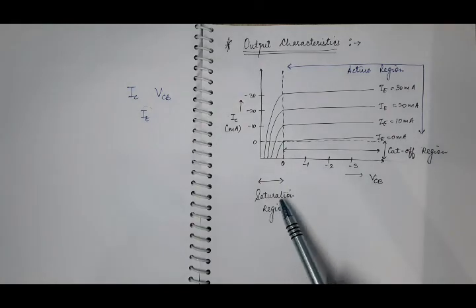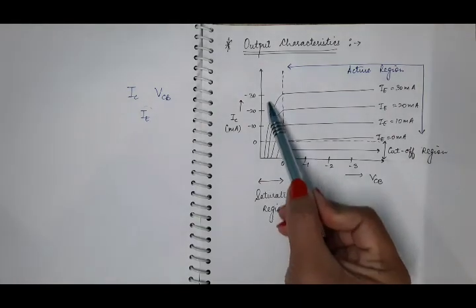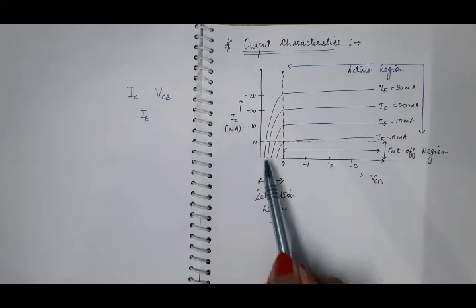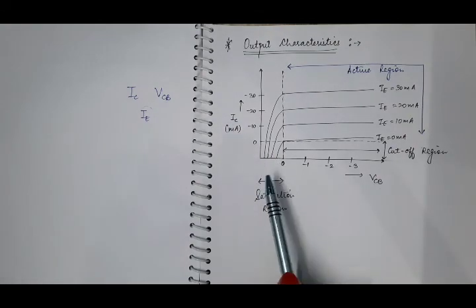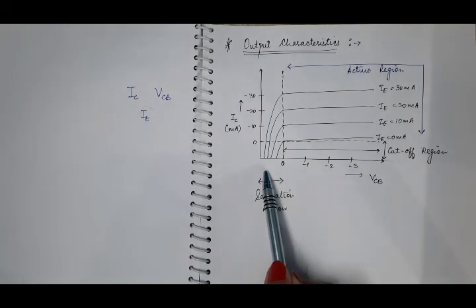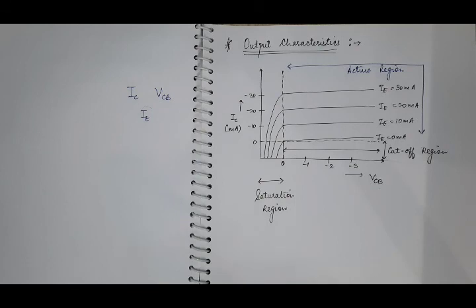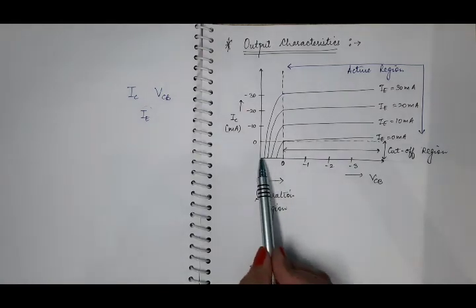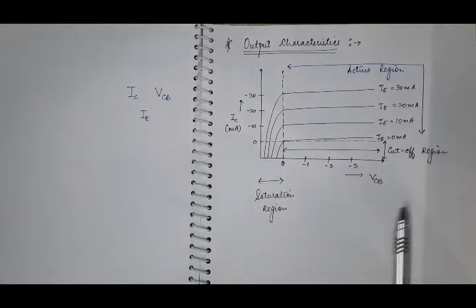So in the saturation region, this increase in the current with the change in the voltage is just like the variation of the VI characteristics of a forward biased diode. Why? Because here both the junctions are forward biased. So here the output current will vary exponentially with the voltage VCB, as in the case of a forward biased diode.